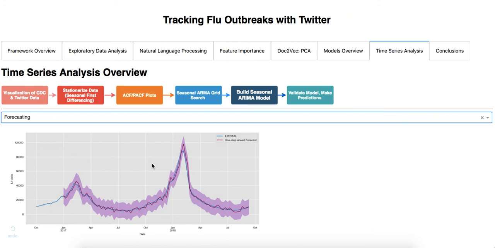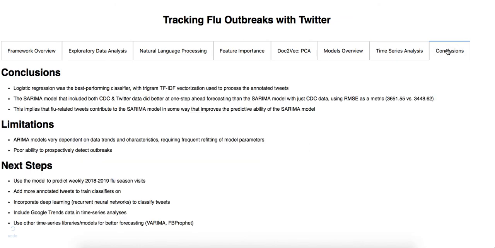And it turns out that the model with both CDC and Twitter data actually does better at forecasting with a lower error rate compared to the model with just CDC data. This has many implications for prospective disease forecasting.